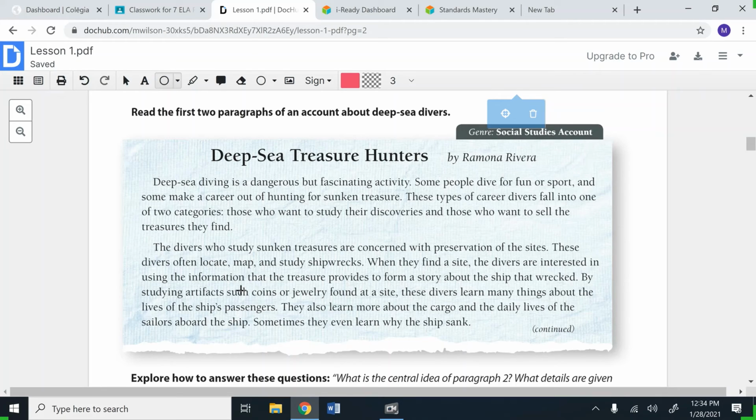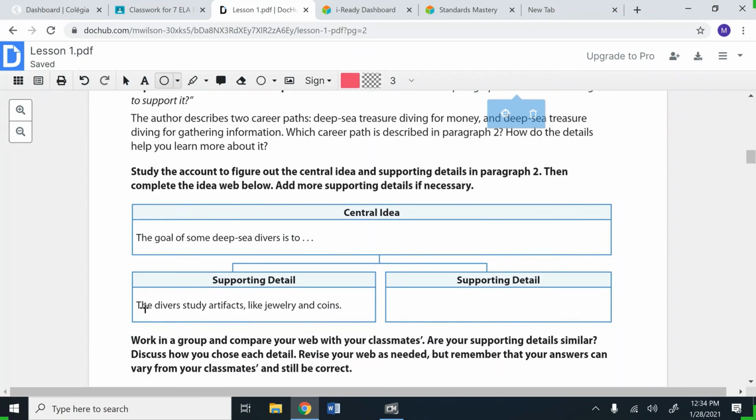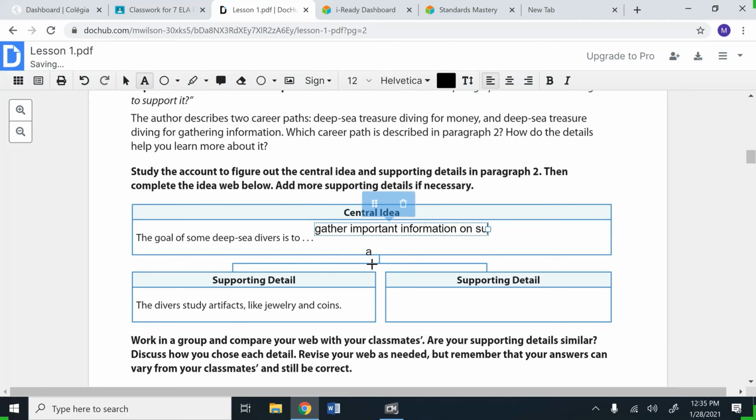This detail tells me what these divers do. The text also says they learn many things about the lives of the ship's passengers. This is also a supporting detail, and it tells me why these types of divers go deep sea diving. So I'm going to go ahead and start filling out the chart. So the goal of some of these deep sea divers is, I'm going to click on my little typing tool, and don't forget that you need to fill this out in yours as well. So the goal is to gather important information from sunken treasure. So I'm going to go ahead and type that in. Gather important information on sunken treasure.